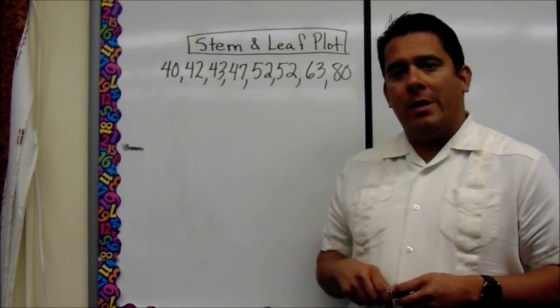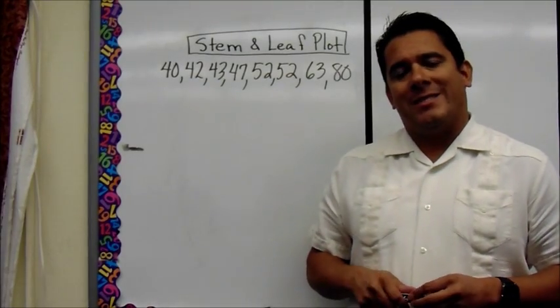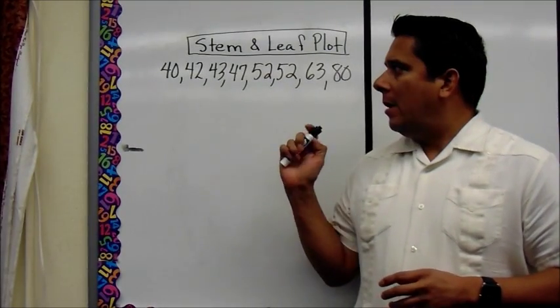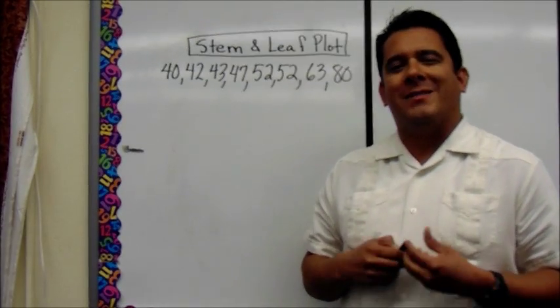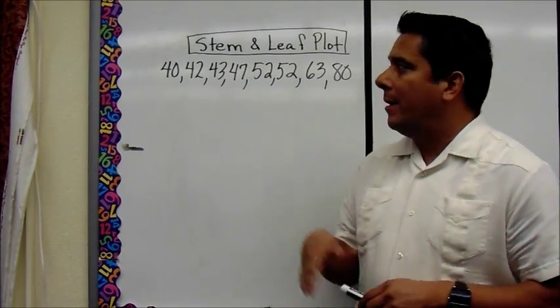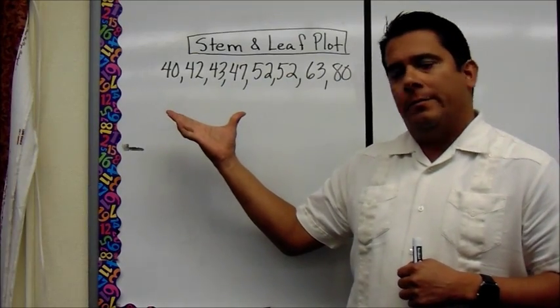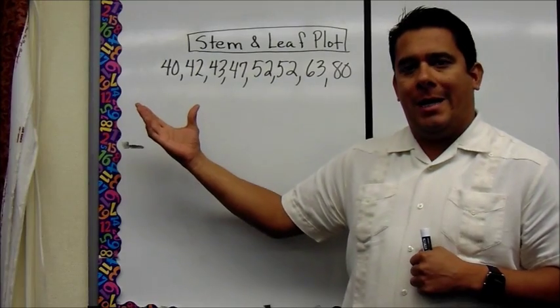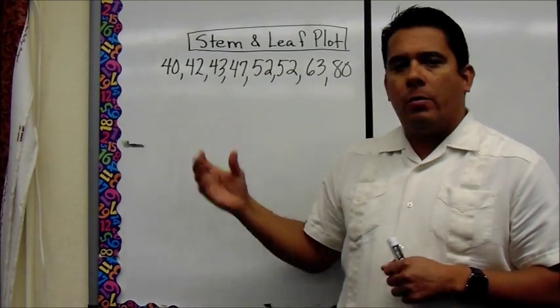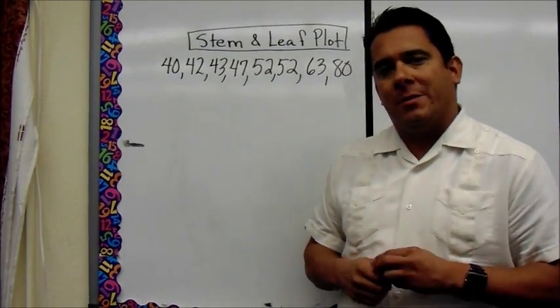The purpose of this video is to show how to do a stem and leaf plot. Now, the stem and leaf plot is usually used to organize data based on their digits. And if you look at this data set right here, you have two-digit numbers that range from 40 to 80. Now, we're going to arrange them based on two types of digits.